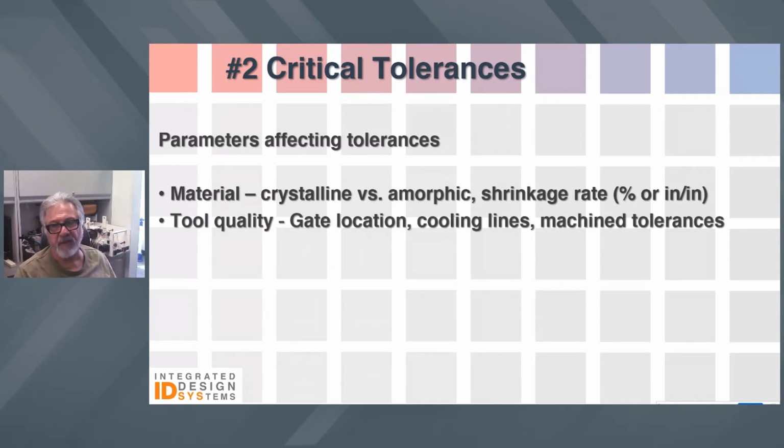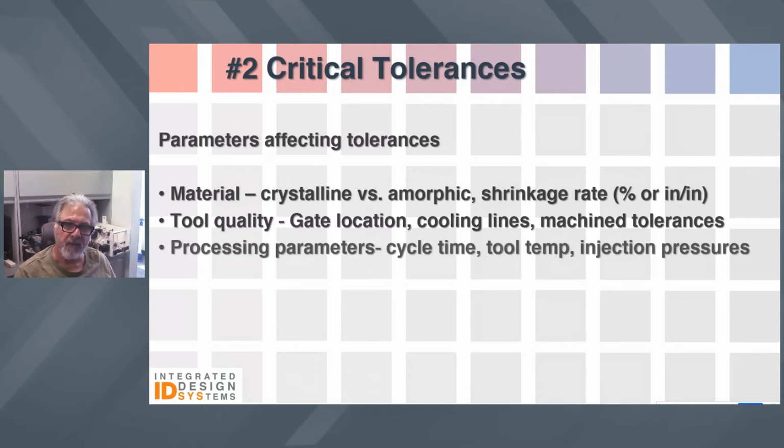Then there's the tool quality, which is dependent on the steel, the gate location, cooling lines, and of course the machine tolerances, because your parts are not going to be any better than the accuracy of that mold. So tool design and construction craftsmanship are extremely important when it comes to tolerances. In addition to that, there are your processing parameters, which include cycle time, the mold temperature, the injection pressures, the tonnage used to clamp the part during the cooling cycle. All these parameters will affect the tolerances in a part.